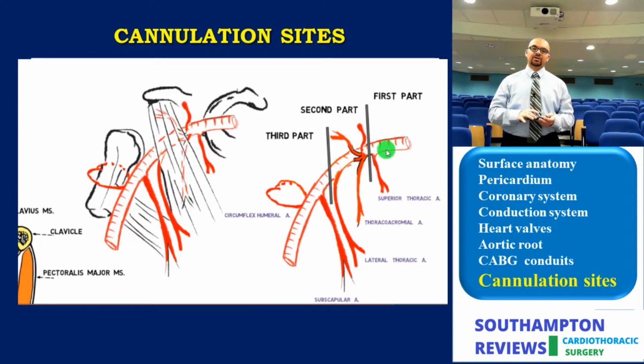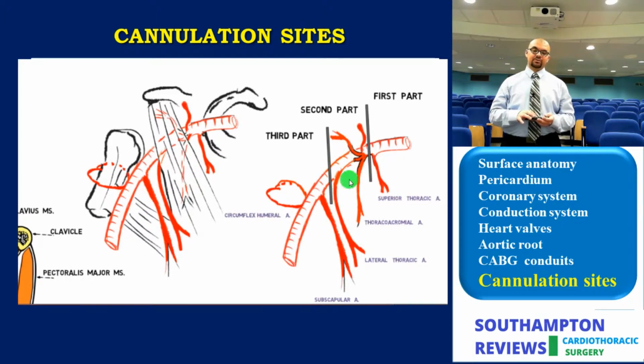Going back to our question, so where is the best point to cannulate? The answer is the first part. Why is that? First of all, there is only one branch. You can simply, easily isolate that. So you will end up with a bloodless field where you can cannulate and avoid leaking throughout the course of the surgery. The second part is definitely not a good choice.